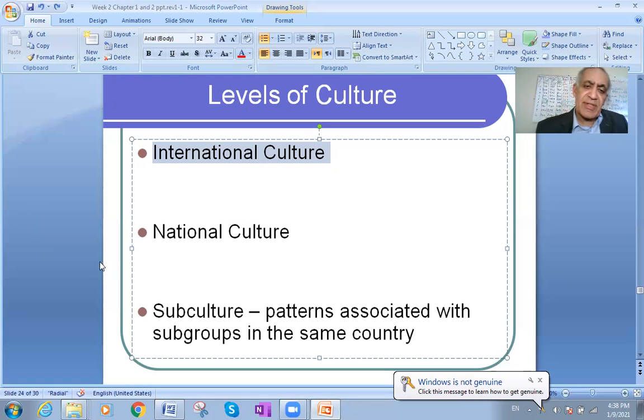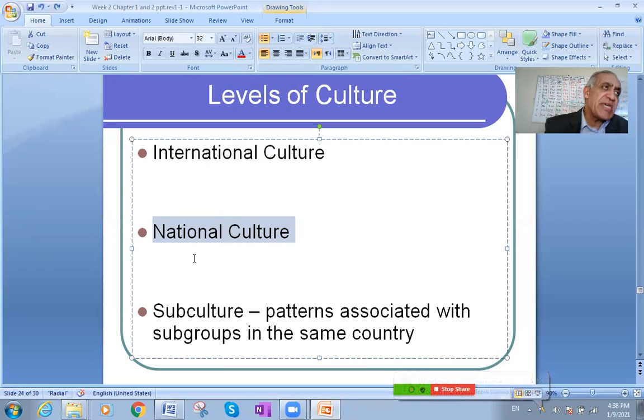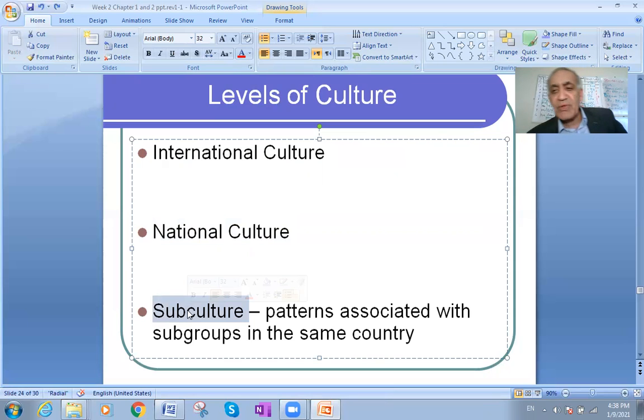National culture will make a discrimination, or make a unique culture for each group of people. For example, within one country, a national culture will classify people into groups, and each group will have its own specific unique culture. How about the subculture? What do we mean by subculture? Subculture means patterns associated with subgroups in the same country.